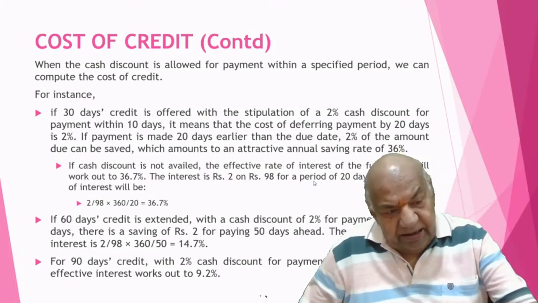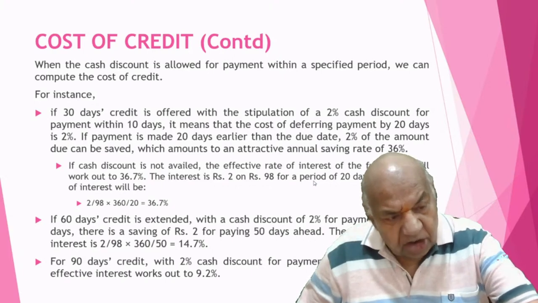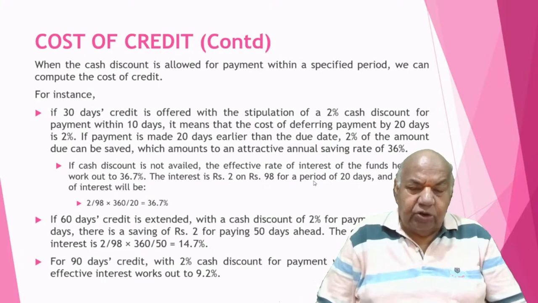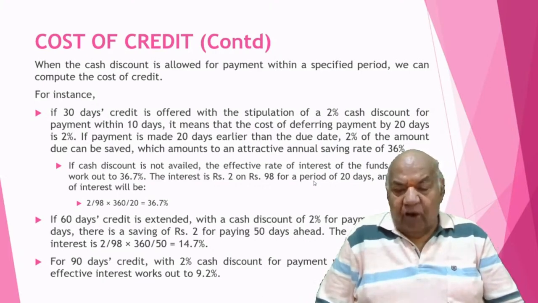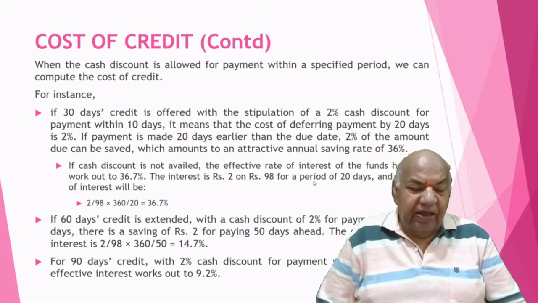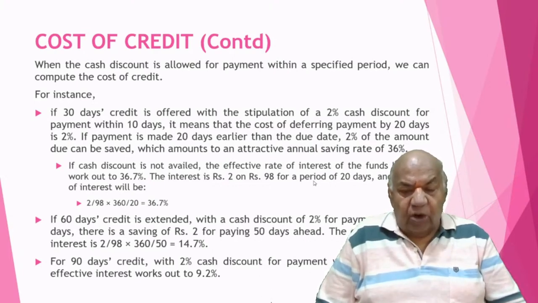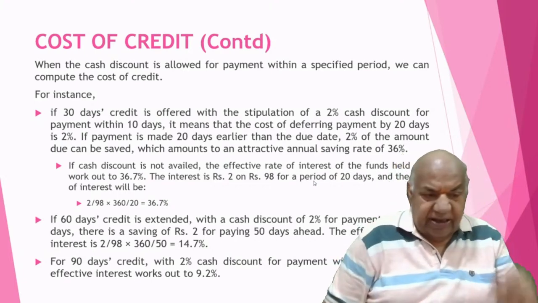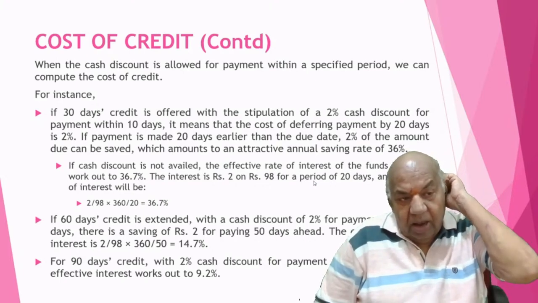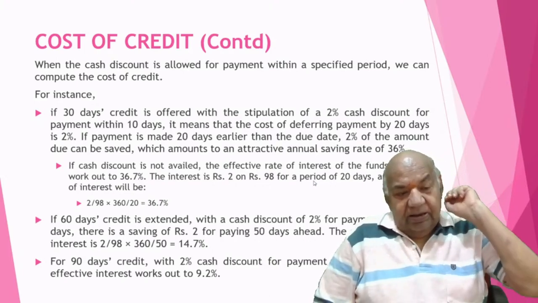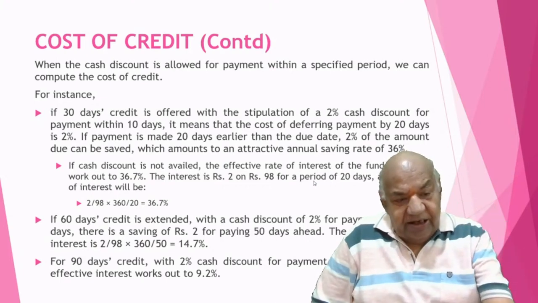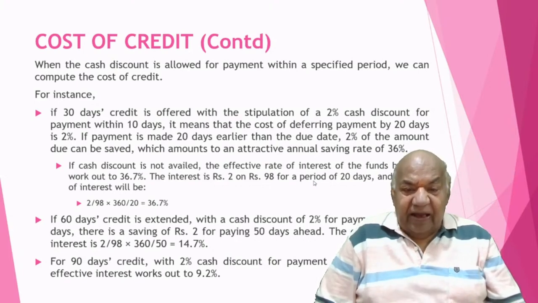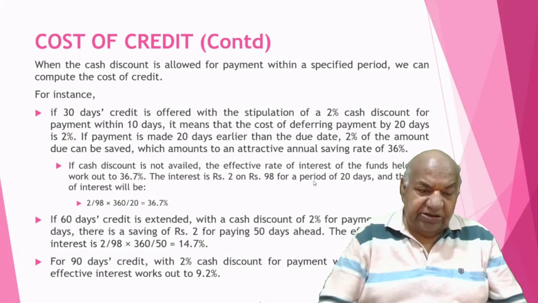And in case of 90 days credit with the same 2% cash discount for payment within 10 days, the effective interest rate works out to 9.2%. In the same way, the calculation has been done. Here you will see that as the credit is extended, the effective rate of interest is decreasing.